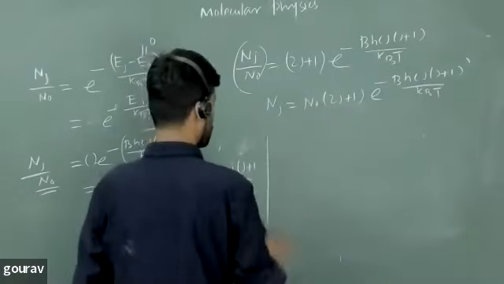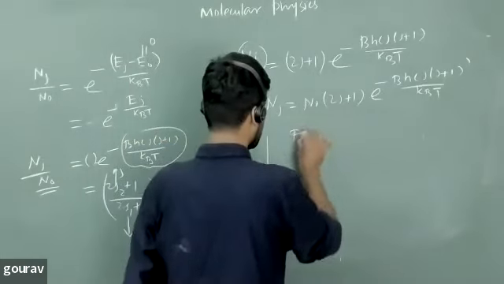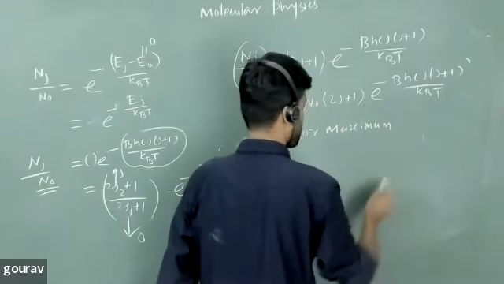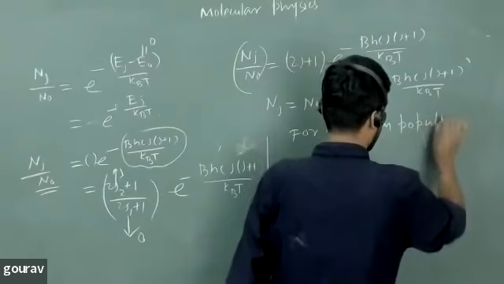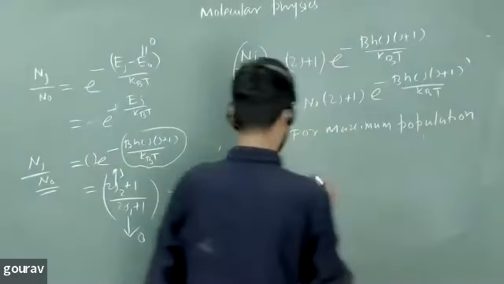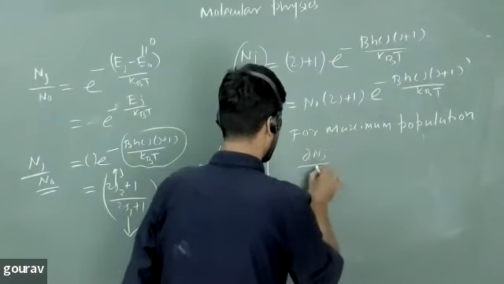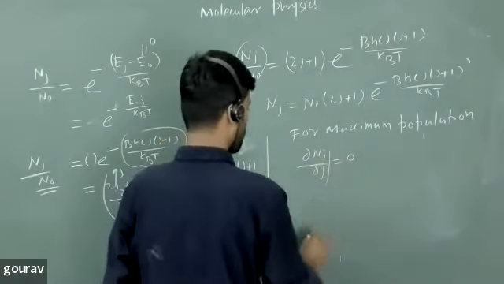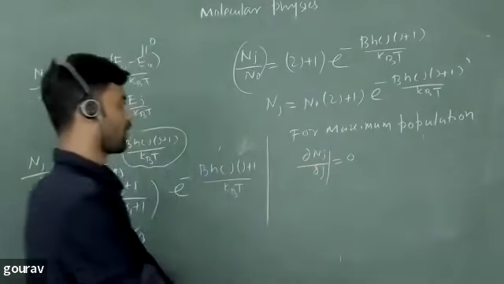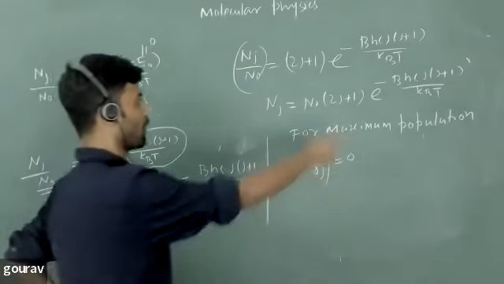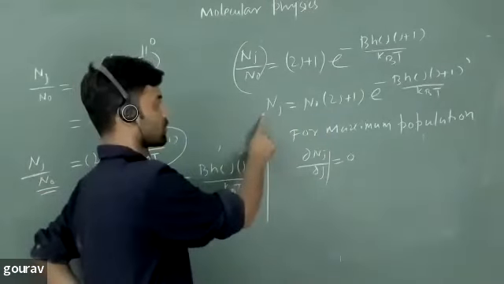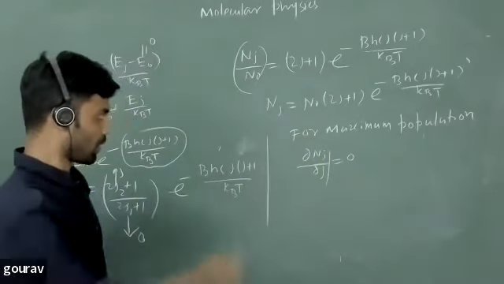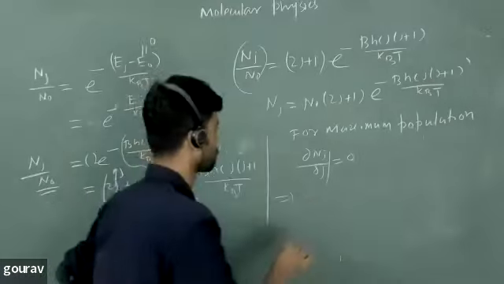So for maximum population will be observed at what J? So for maximum population, del Nj by del J equals to 0. Okay, so for some J, so how to find out that maximum or minima? So I am calculating at what value of J the population will be maximum. Okay, so what you have to do? I have to differentiate with respect to J, and you have to equate equals to 0. This is the condition.